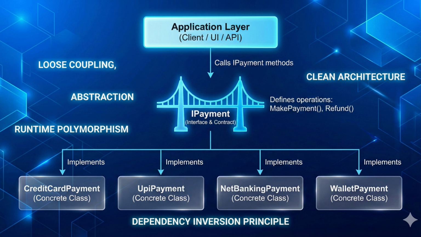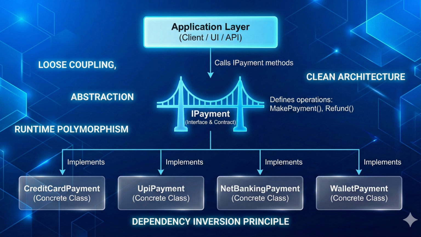Abstraction means hiding internal details and exposing only essential functionality. The interface tells the application that payment and refund operations are available, but it hides how those operations are executed internally. The actual logic is written inside the classes that implement the interface, not inside the interface itself.